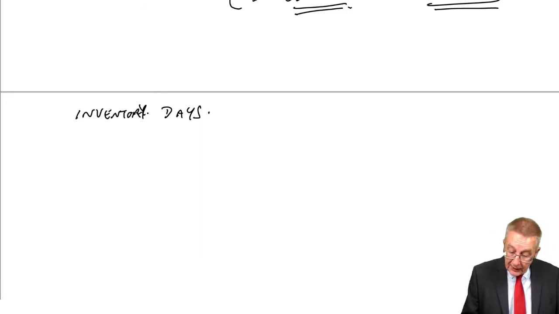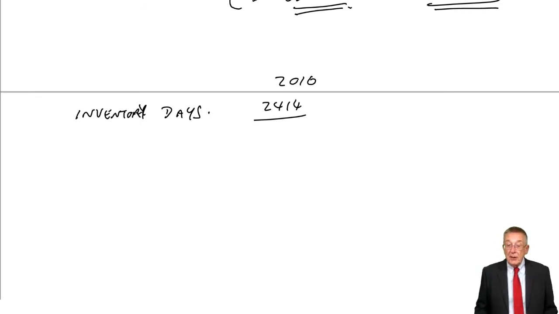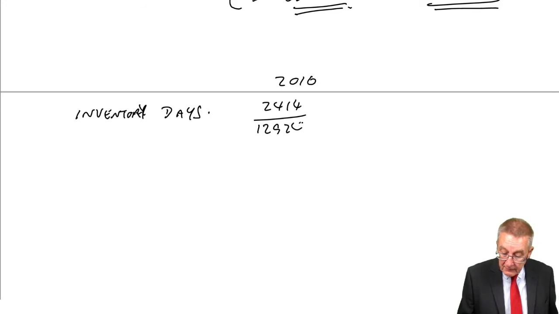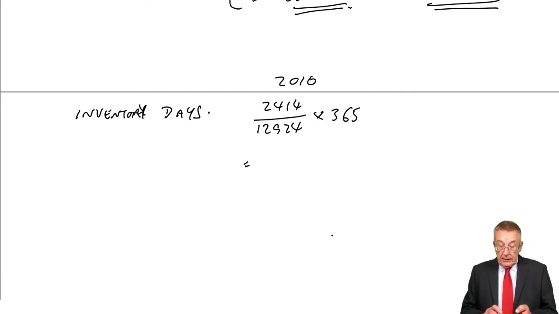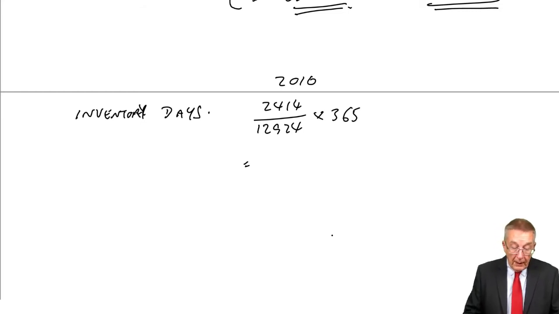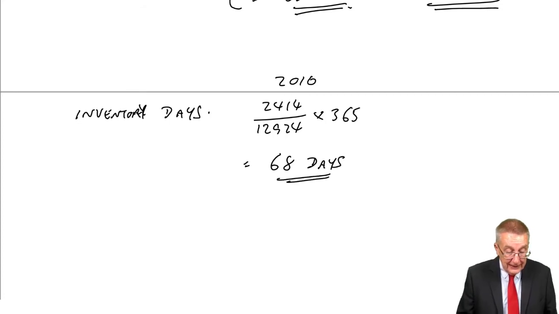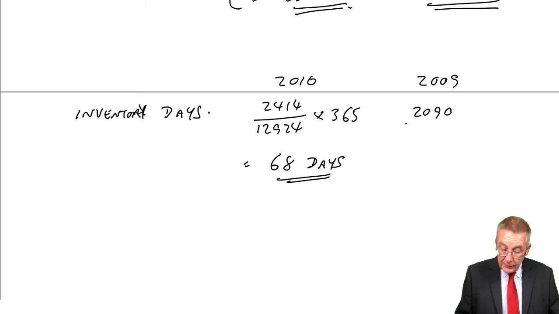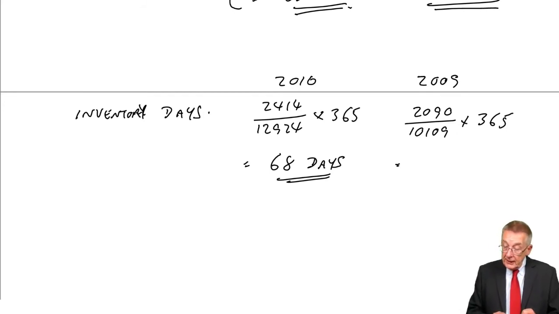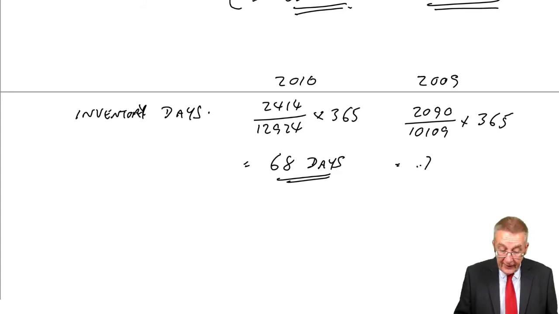We take the inventory, which in 2010 is 2414, divided by the cost of sales. Remember, inventory is valued at cost. So cost of sales 12924, again times 365. 2414 divided by 12924 times 365 gives me 68 days. Whereas in 2009, 2090 inventory, cost of sales 10109. 2090 divided by 10109 times 365. 75 days.